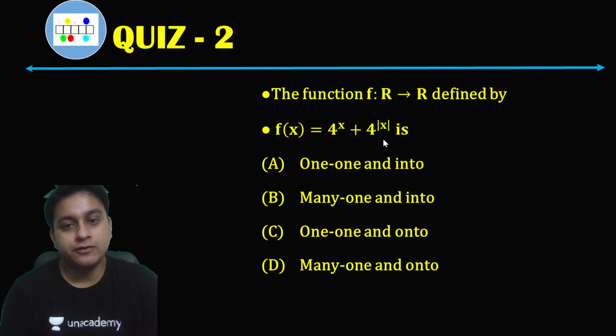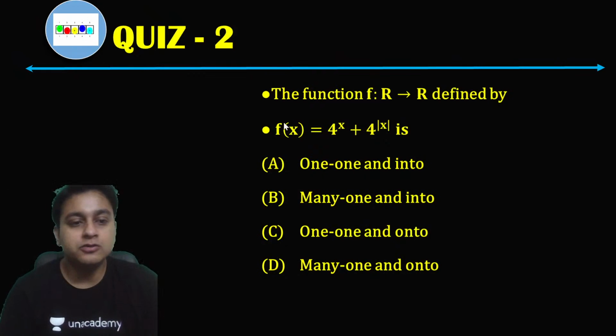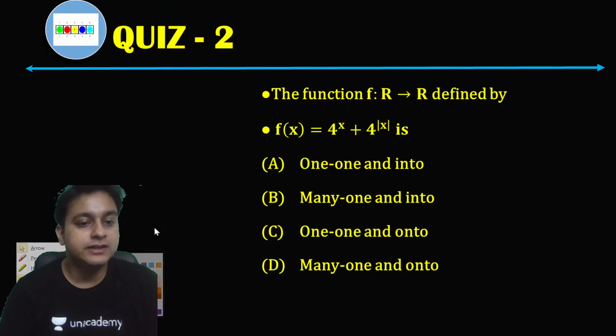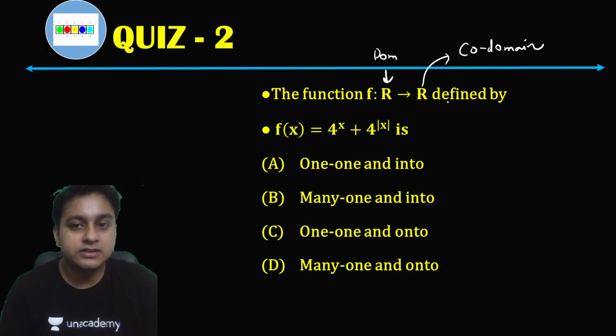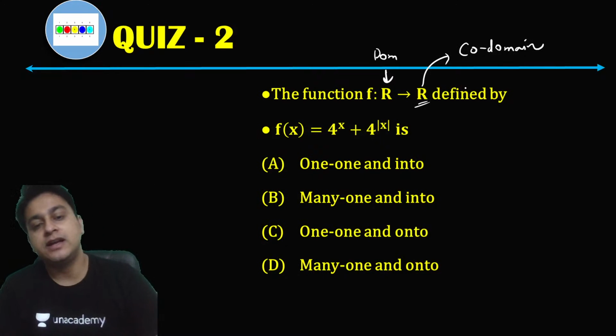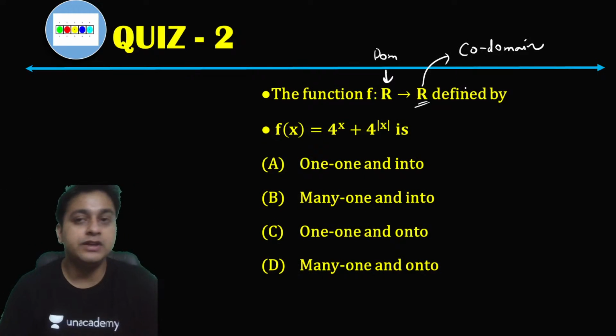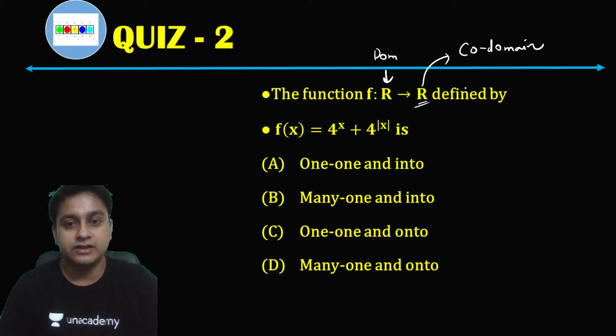f of x equals 4 to the power x plus 4 to the power mod x, from all real to all real. So this is the domain of the function, and always the second set is called the codomain. So we have to calculate the range. If range comes as R, then it will be onto. And for many one, at every y, you need a unique x. You can't have more than two x's giving you the same answer.